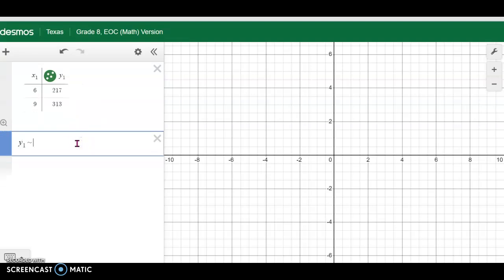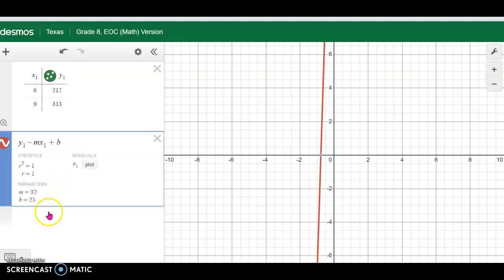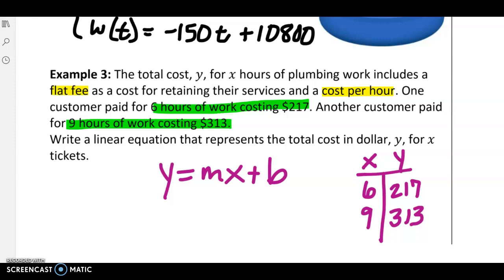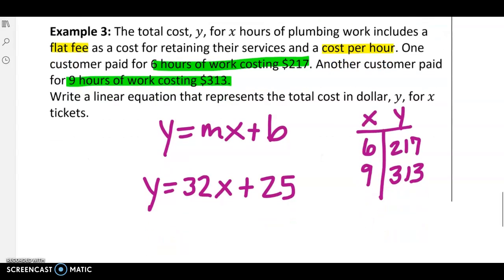y1 tilde symbol mx1 plus b. And you can see our m is 32 and our b is 25. M is 32 and b is 25. So what that means for this problem, and I'm going to write it down.